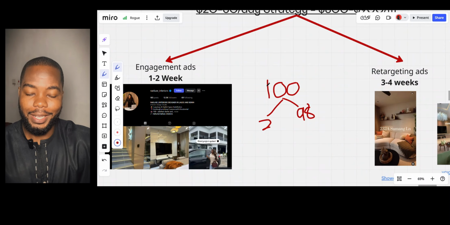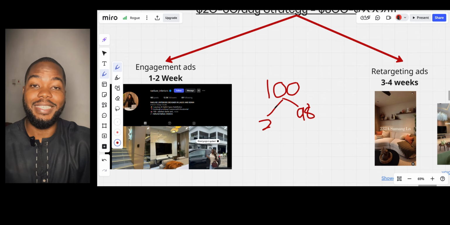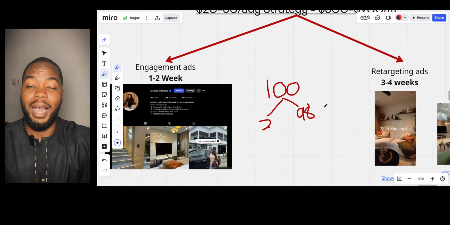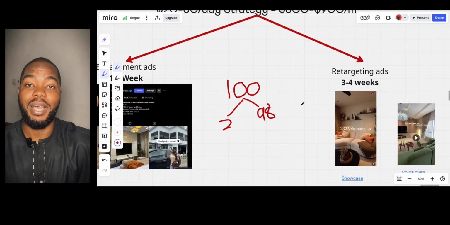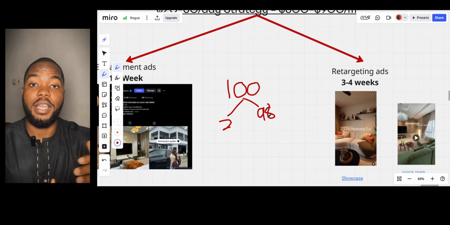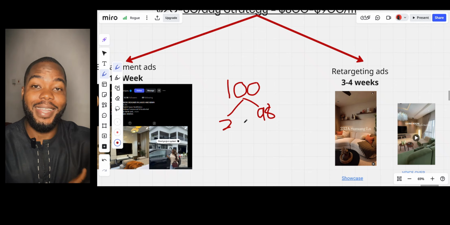So when we run an engagement ad, we have 100 people that interact with us, and we try to sieve those that are ready to work today and send them over to you. The remaining 98, we retarget them and ensure that these people are also taken care of. Because trust me, if you do this properly, you can still convert a large number of people from this 98%.